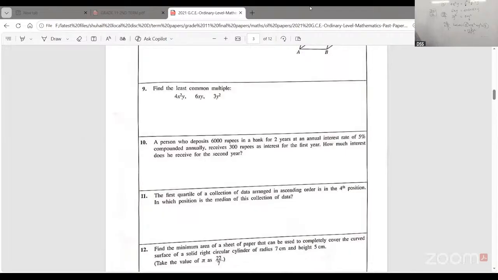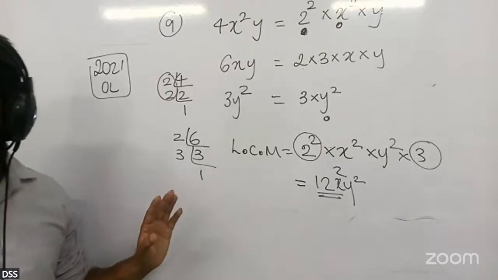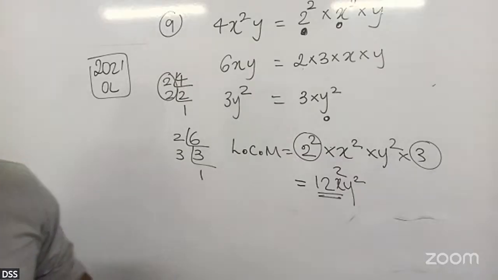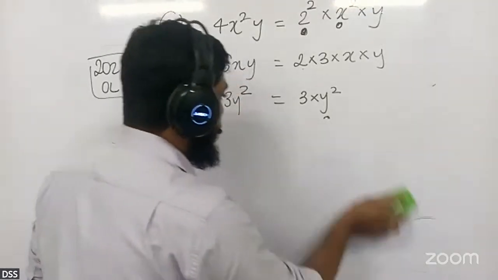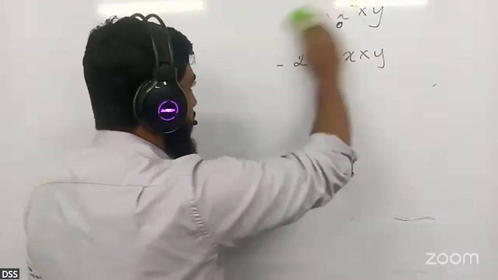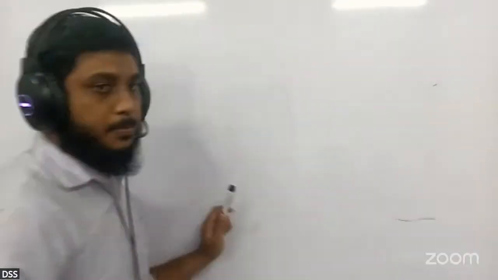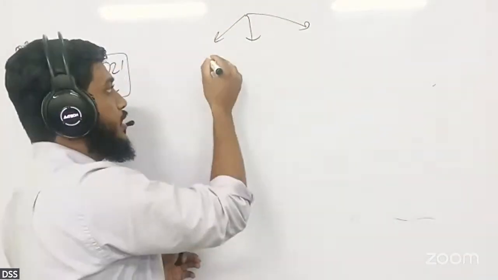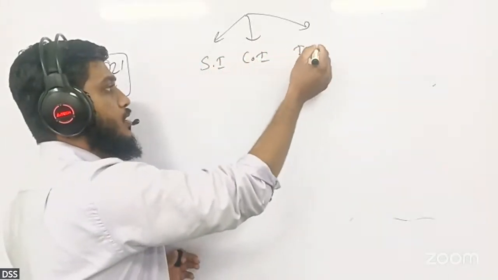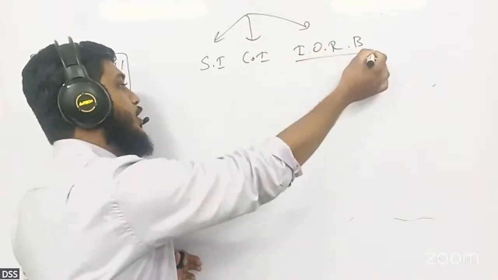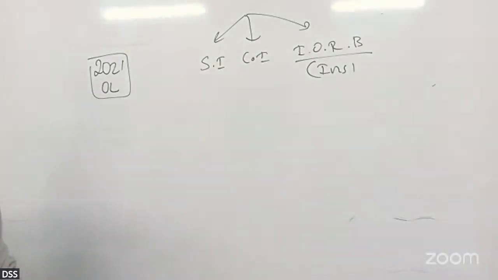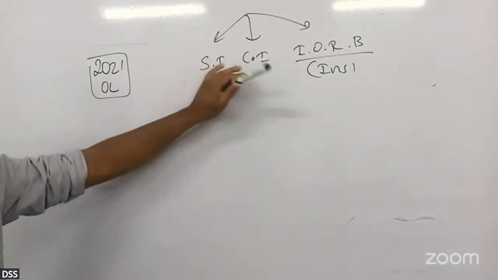Now, children, there are two types of interest. How many types of interest do we have? Two types of interest. Name them. Simple interest and compound interest. Other than that, you have reducing interest. But mainly two types: simple interest and compound interest. In our syllabus we learn about three types of interest: simple interest, compound interest, and interest on reducing balance. Interest on reducing balance is related to installment questions. But in short questions, they mostly ask simple interest or compound interest.